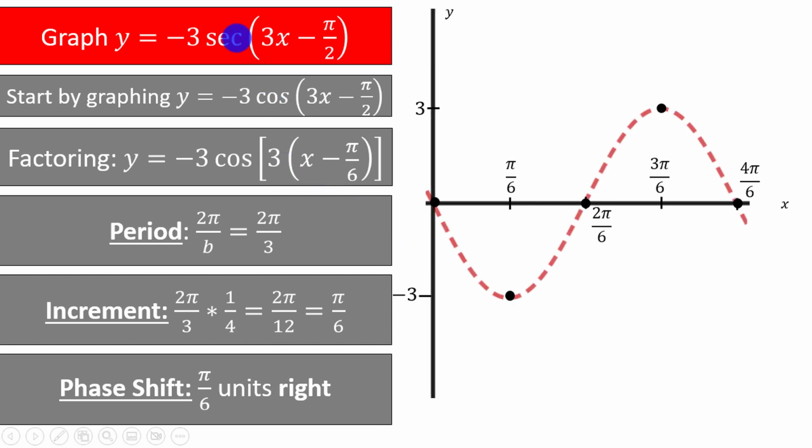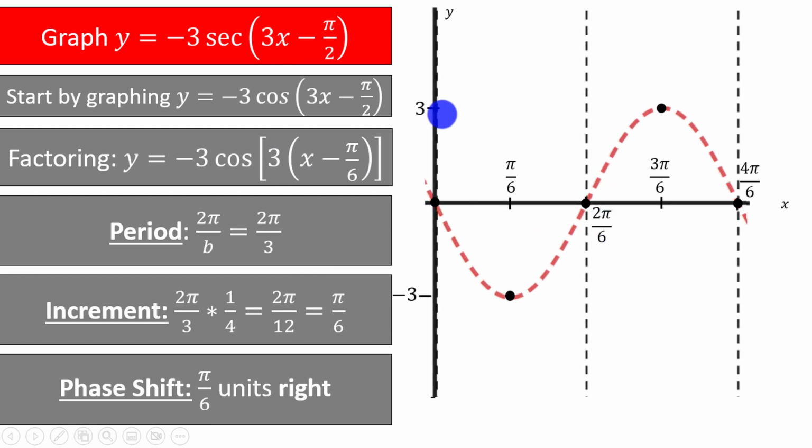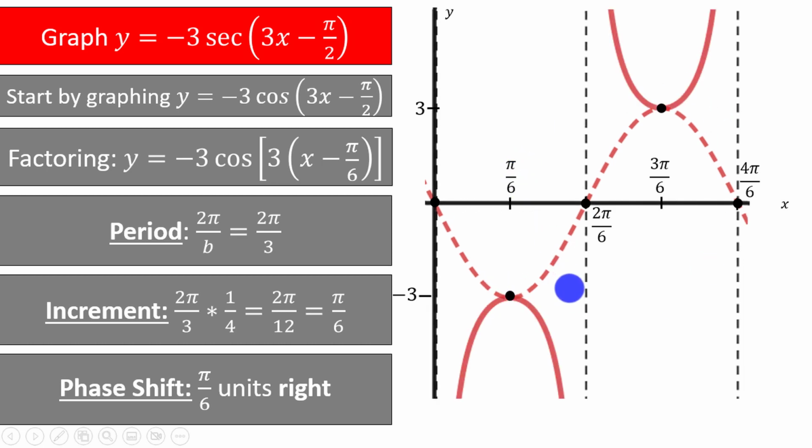If we'd like to graph secant, we can draw vertical asymptotes any time we have a 0 on cosine, which will be at 0, 2 pi over 6, and 4 pi over 6. Then we know that secant and cosine share points at either the maximum or minimum of cosine. We can use this information to finish our graph. This is the graph of y equals -3 times the secant of 3x minus pi over 2.